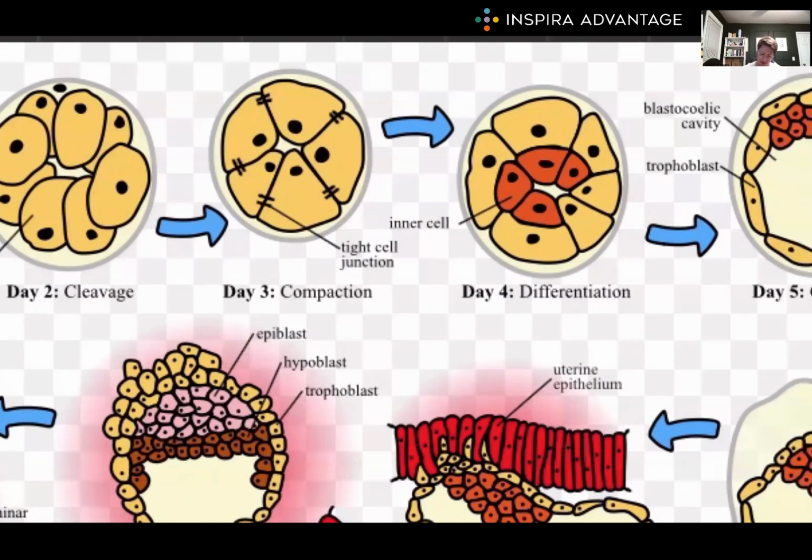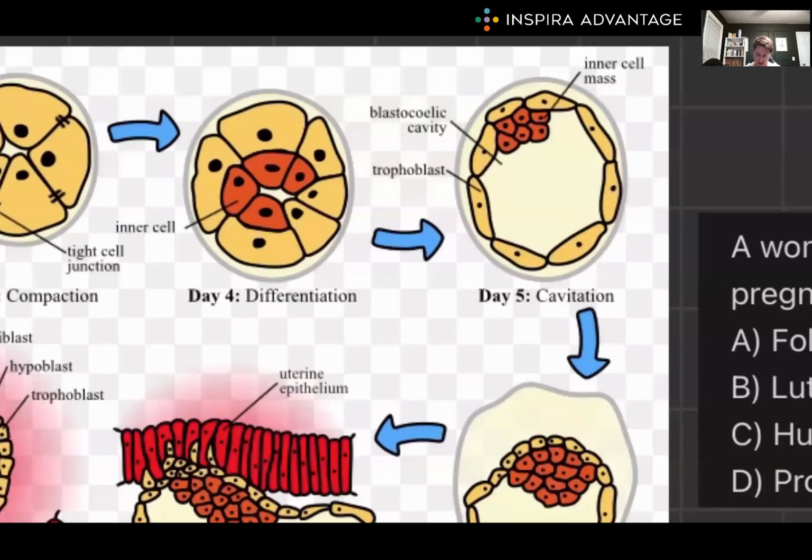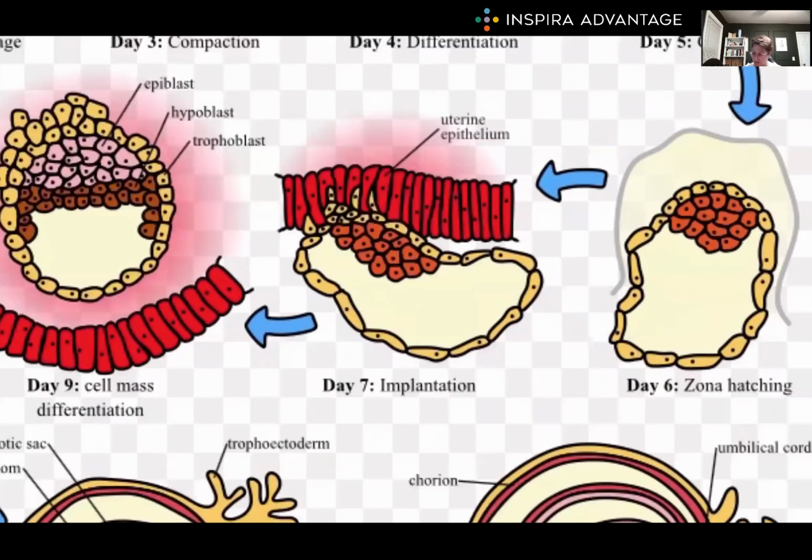By day four, we begin to start seeing some differentiation. These are no longer just clonal cells. By day five, we begin cavitation. So we've got a trophoblast on the side, we have the blastocoelic cavity, and an inner cell mass, which is made up of differentiated cells. Day six, we see the zona hatching. You don't need to worry about that term. And at day seven, the blastocyst begins actually implanting. It's going to stick itself to the uterine epithelium, because if it doesn't do this, it's not going to get enough nutrients to survive.